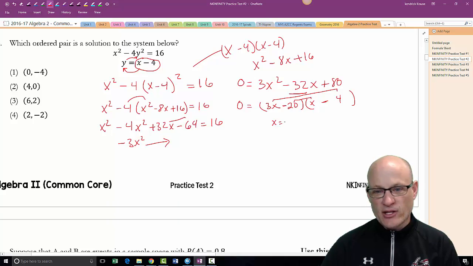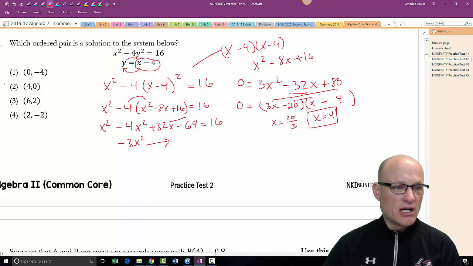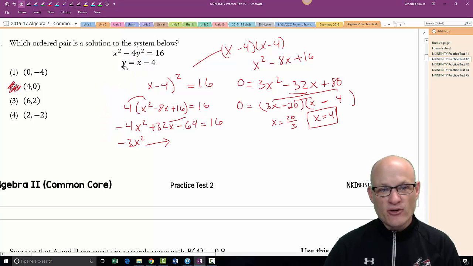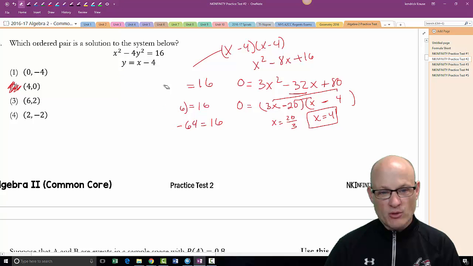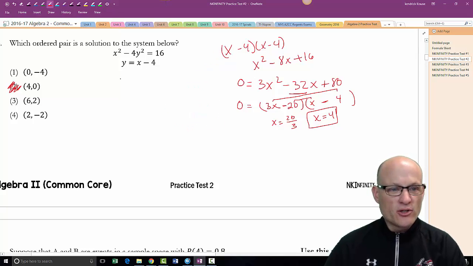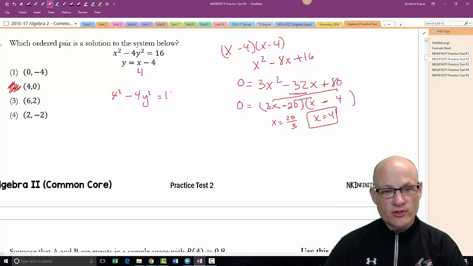So this one gives me x equals 20 over 3 as one of my answers, and this is x equals 4 as one of my answers. So it looks like x equals 4 is one of my answers. Now, if you didn't want to go through all this crazy amount of work, which quite honestly is just a pain in the neck, all you could have done is plug 4 in. If you plug 4 in, you get 0 out. And if I plug 4 in there, I get 4 squared minus 4y squared equals 16.